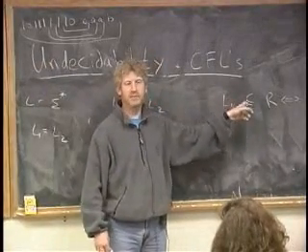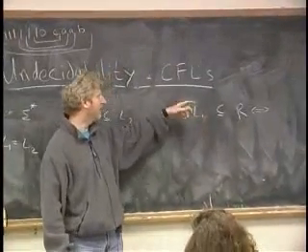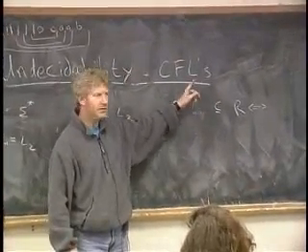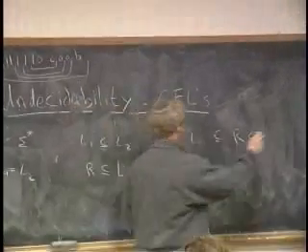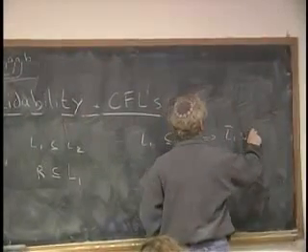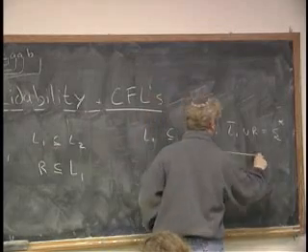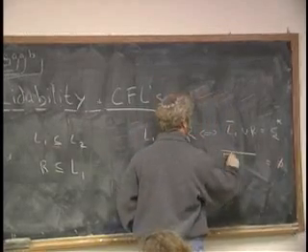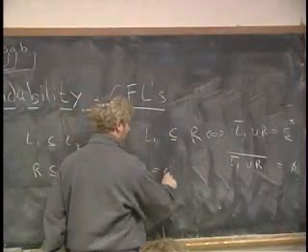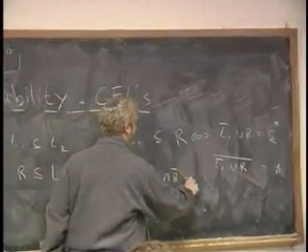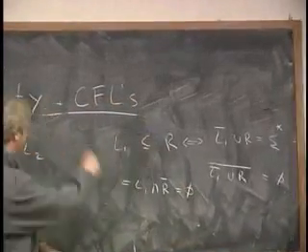So if it was A implies B, it would be not A or B. So it would be like not L1 union R equals everything. I'll write this out. Not L1 union R equals everything. And that's the same as the complement equaling nothing. And that's the same as L1 intersect the complement of R equaling nothing. L1 is a subset of R.